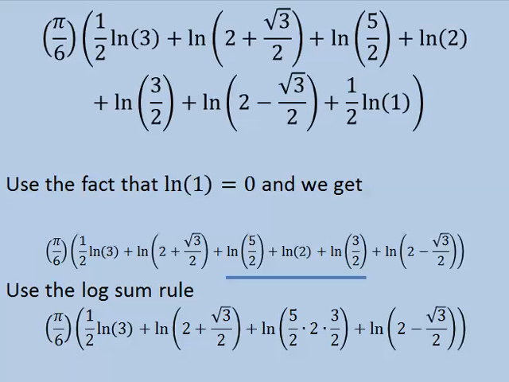And now I'm just going to use the fact that ln of 1 equals 0. And then after I do that, I start having fun with my log rules. So log of 5/2 plus log of 2 plus log of 3/2 is just the same as the log of 5/2 times 2 times 3/2. And I'm just going to continue in this manner. You'll be surprised at how much this all gets reduced.